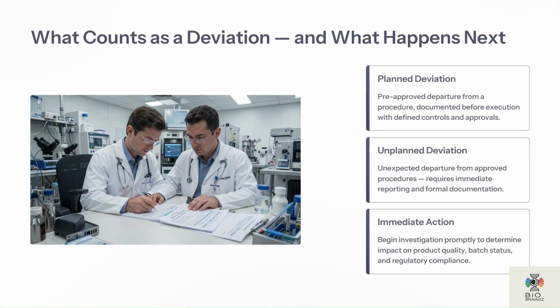Let us first understand what a deviation actually means. A deviation is any departure from approved procedures, specifications, protocols, or expected operating conditions. There are two main types. The first is a planned deviation. This is a pre-approved departure from a procedure, documented before execution and supported by proper approvals and controls. The second is unplanned deviation. This occurs unexpectedly during operations and requires immediate reporting and documentation. Whenever an unplanned deviation occurs, an investigation should begin immediately to assess its impact on product quality, batch disposition, and regulatory compliance. Timely action is critical because delays may result in loss of important evidence.